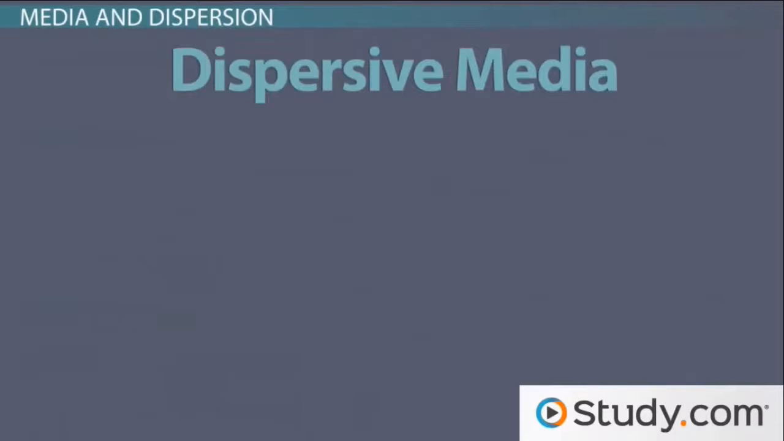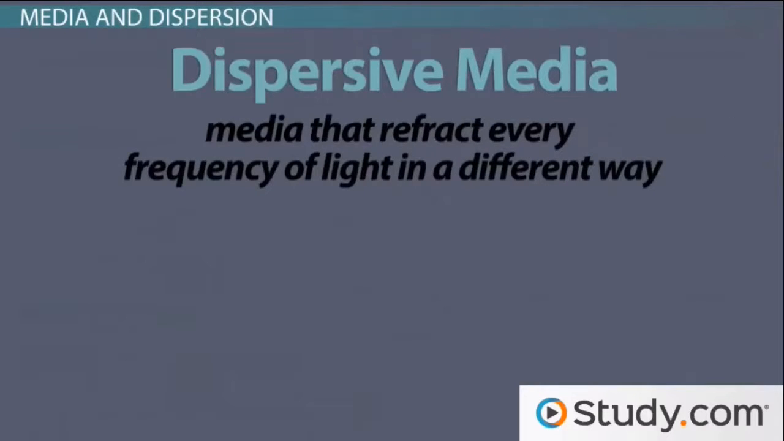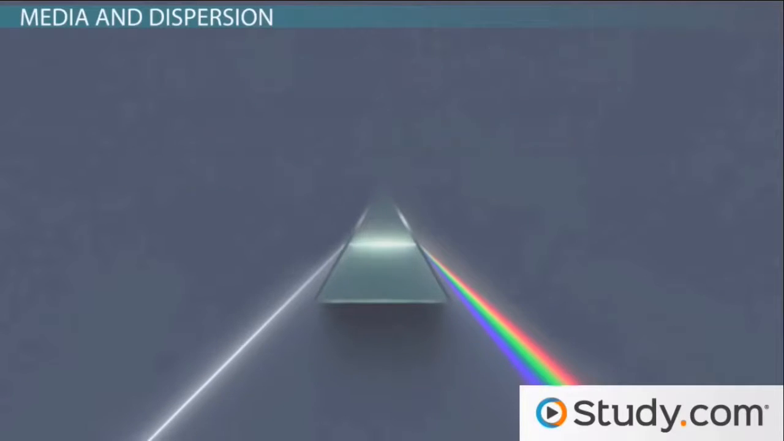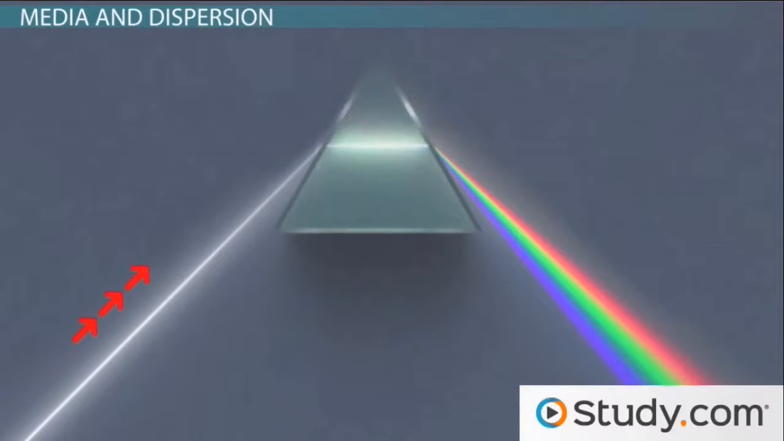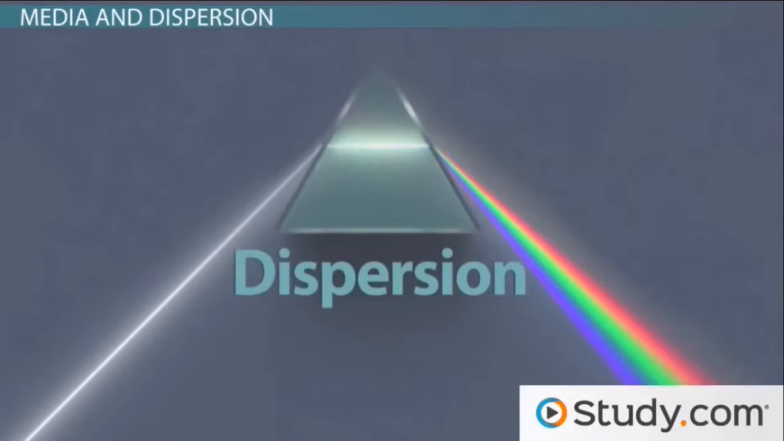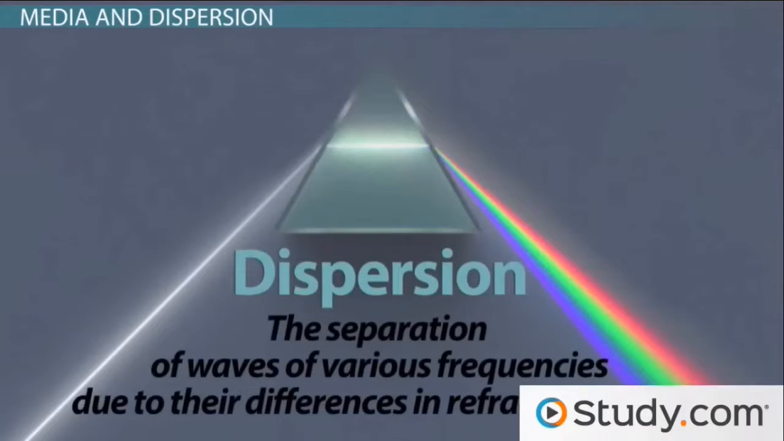Some types of media are called dispersive media, meaning that they refract every frequency of light in a different way. A prism is one kind of dispersive media because it takes white light and separates it into all the colors of the rainbow. What's really happening is that each different frequency of colored light in the spectrum is being refracted at a different angle by the prism itself. Instead of having just one angle of refraction for the whole light beam, there are many separate angles for all the separate frequencies.